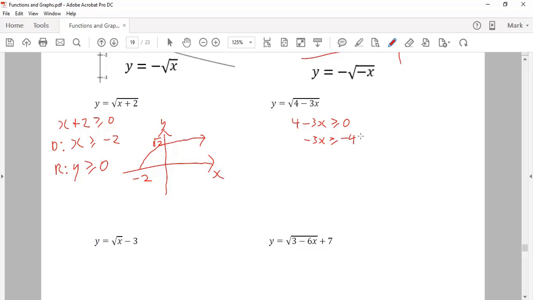And since I'm going to divide through by a negative, it flips the sign. So we know that x is less than 4 over 3. It's going to look something like that. And if we wanted to find the y-intercept, let x equal 0, so we get y equals square root of 4, which is just 2.